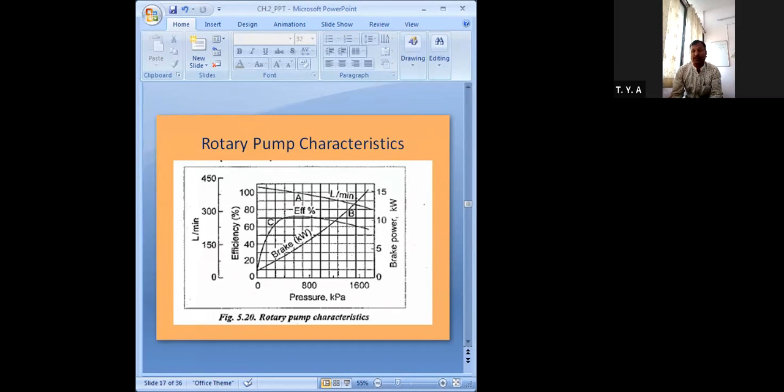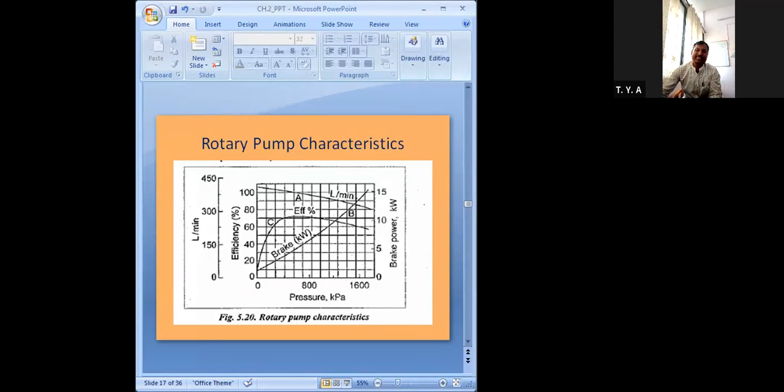Now, what conclusions do we get from this graph? The first conclusion is that rotary pumps usually run more efficiently at lower delivery pressure.